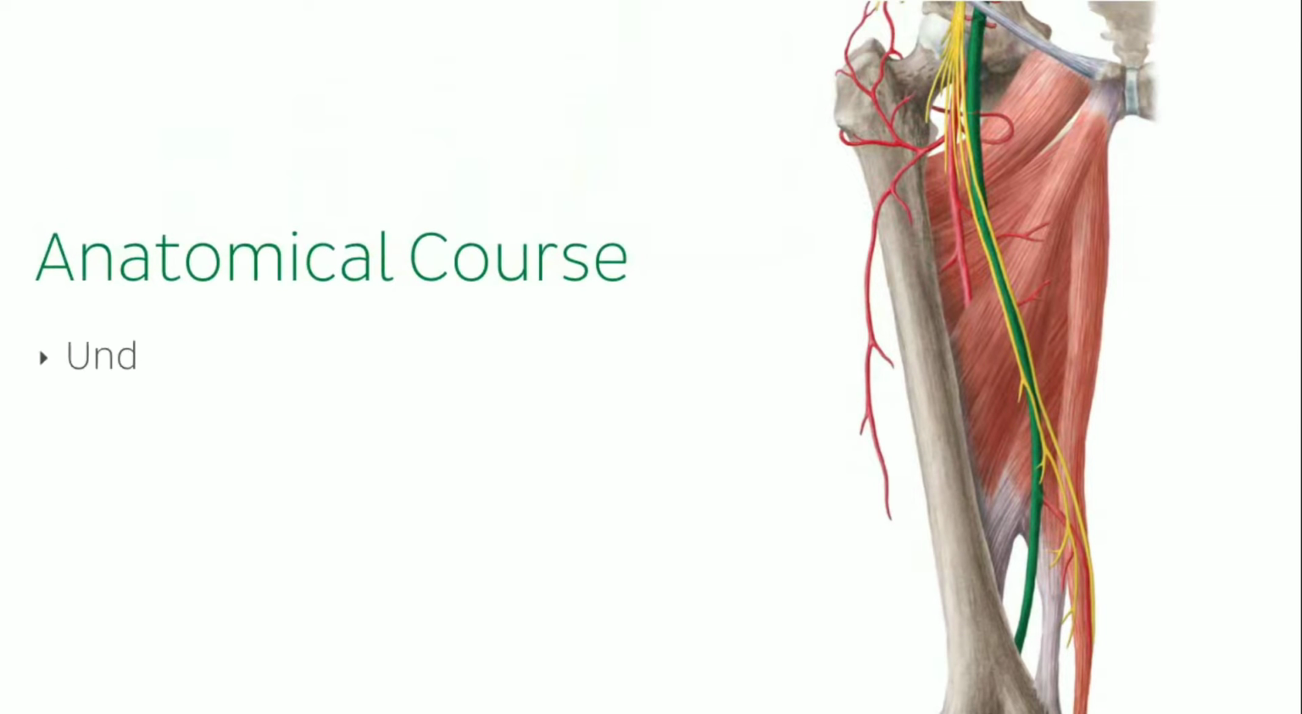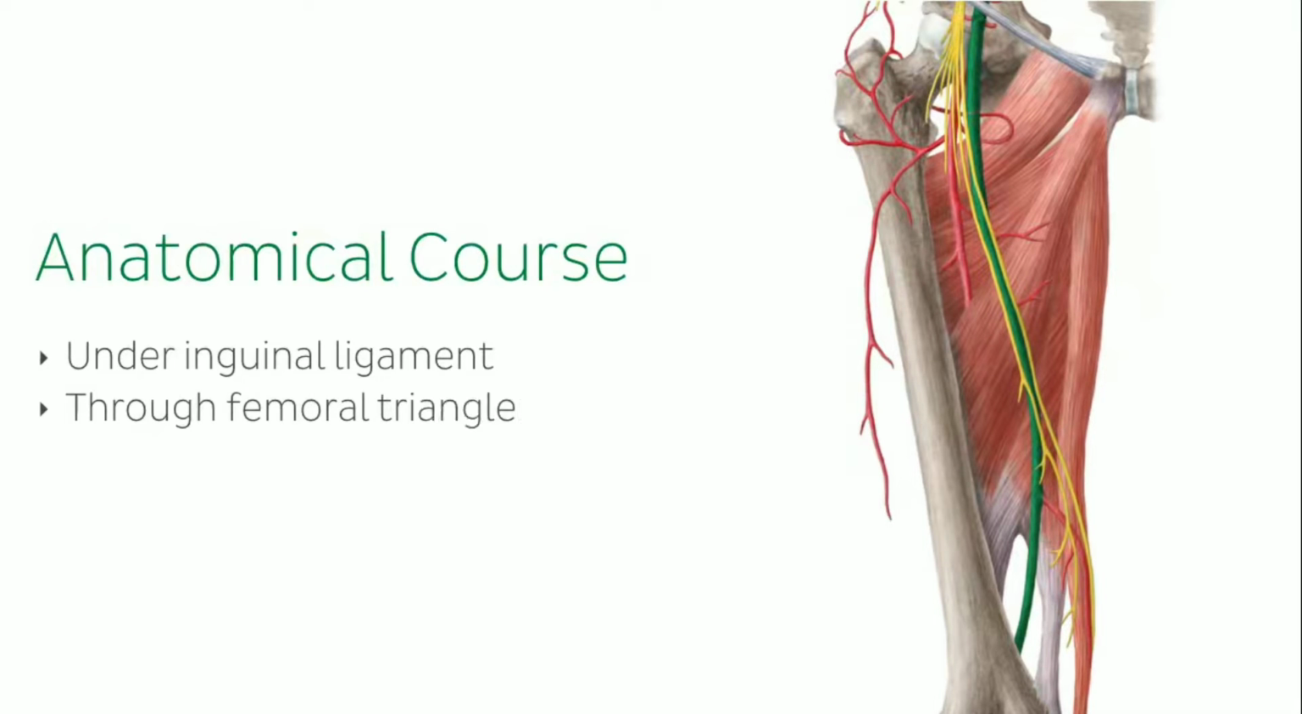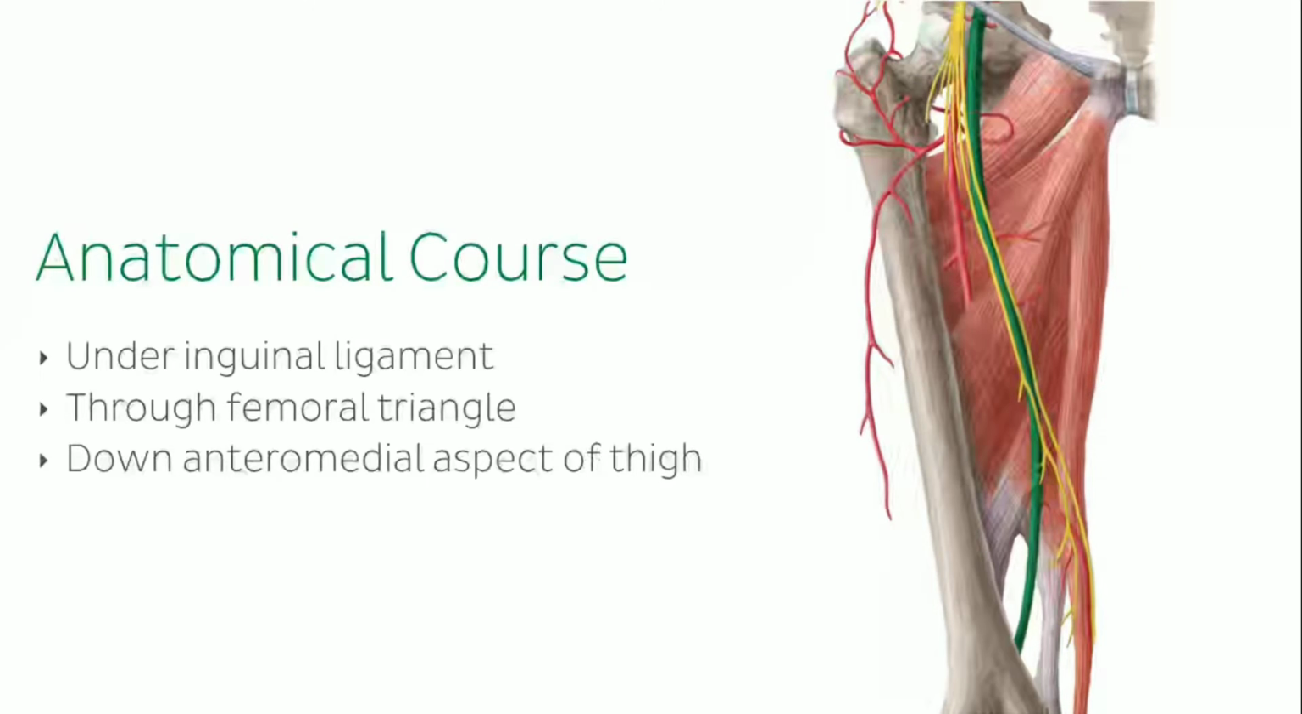It begins as it passes under the inguinal ligament, halfway between the anterior superior iliac spine and the pubic symphysis. It then passes through the femoral triangle, before passing down the anteromedial aspect of the thigh, superficial to the adductor magnus and longus muscles. It then passes through the adductor hiatus, where it ends and becomes the popliteal artery. In this illustration, we can see the femoral artery passing through the adductor hiatus to become the popliteal artery. So now we're ready to discuss the branches of the femoral artery.